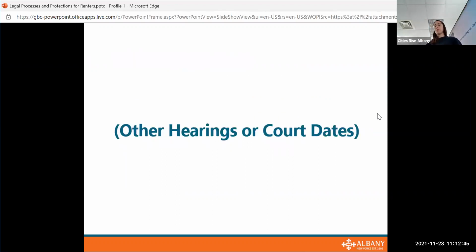Depending on the situation or the type of case, there may be other hearings or court dates in between. This could be anything such as a control date to make sure that a certain document gets submitted by a date, to having additional hearings, anything like that. Again, that would really just depend on the case, but you should be notified of any additional hearings that you have.